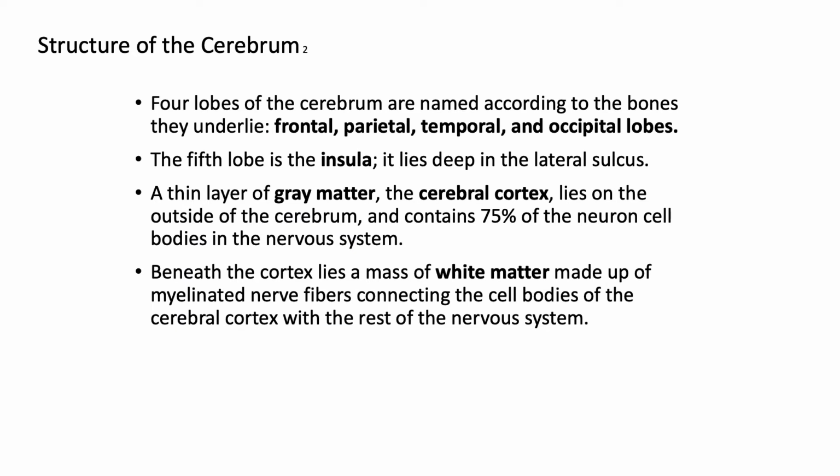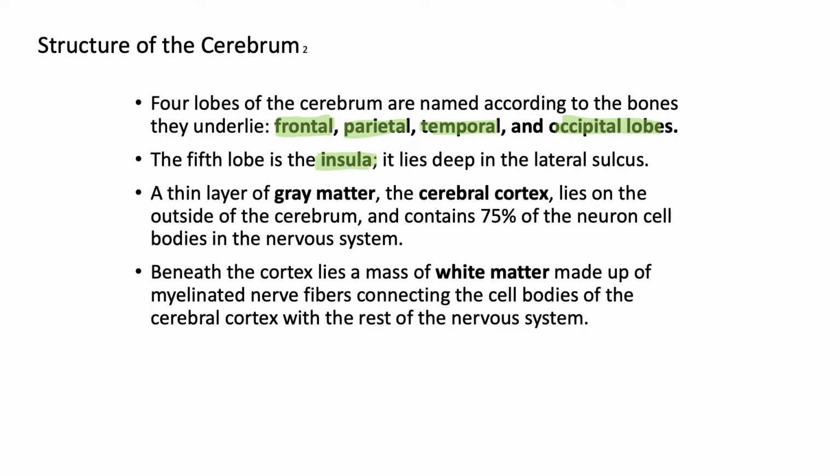Cerebrum is made of four lobes. These lobes are named according to the bone they underlie. For example, frontal lobe is located below the frontal bone. Same applies to parietal lobe, temporal lobe, and occipital lobe. There is also a fifth lobe which lies deep in the lateral sulcus. This lobe is called insula.